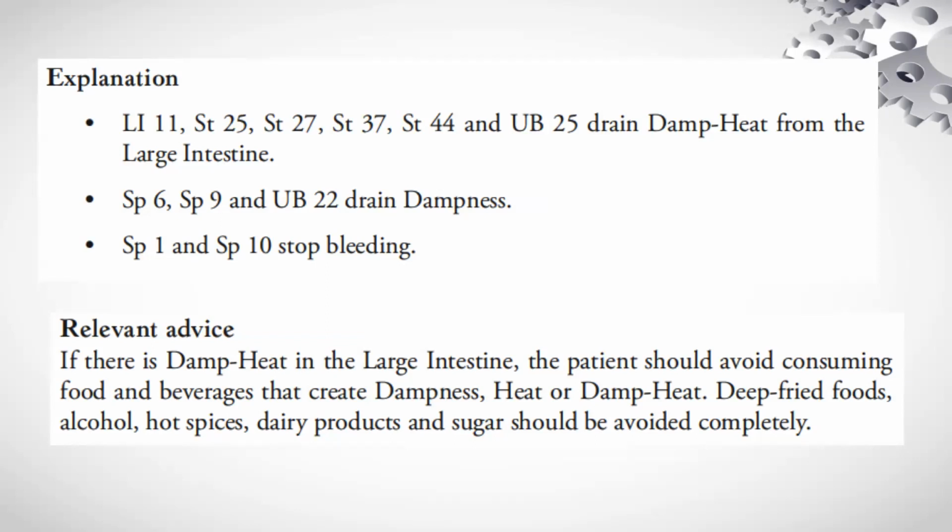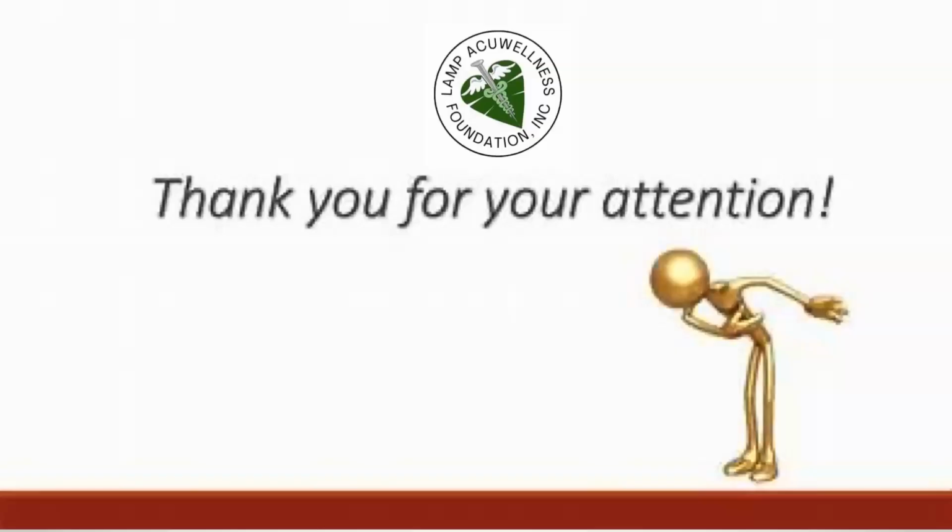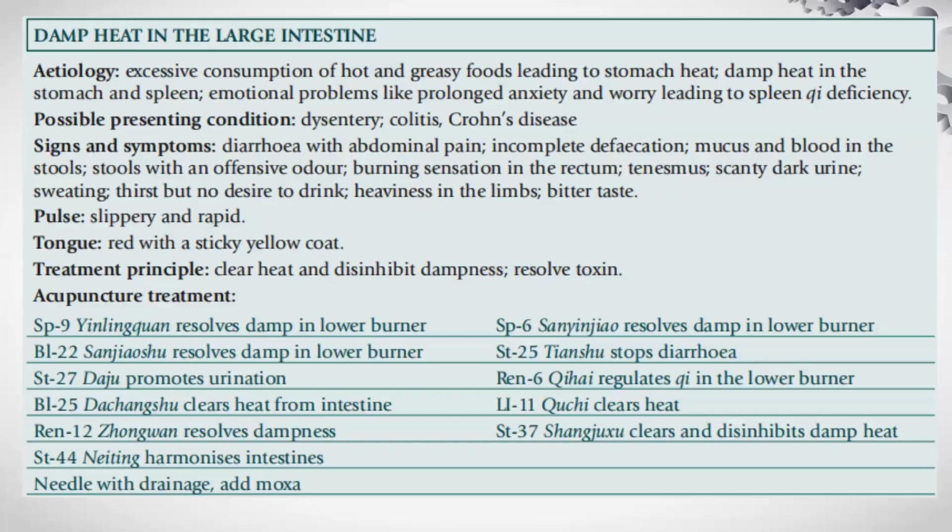If there is damp heat in the large intestine, the patient should avoid consuming food and beverages that create dampness, heat, or damp heat. Deep-fried foods, alcohol, hot spices, dairy products, and sugar should be avoided completely. Damp heat in the large intestine can be caused by spleen Qi deficiency, spleen Yang deficiency, food stagnation, and invasions of pathogenic Qi. Damp heat in the large intestine can result in spleen Qi deficiency, Qi stagnation in the intestines, and blood stagnation.